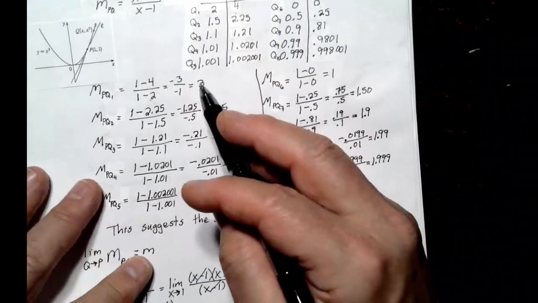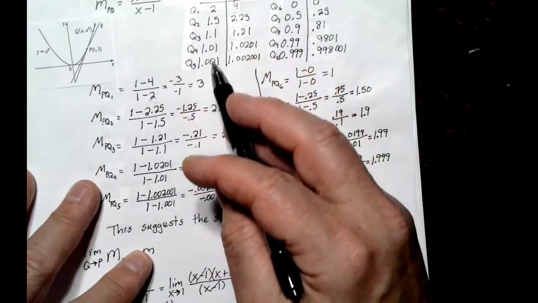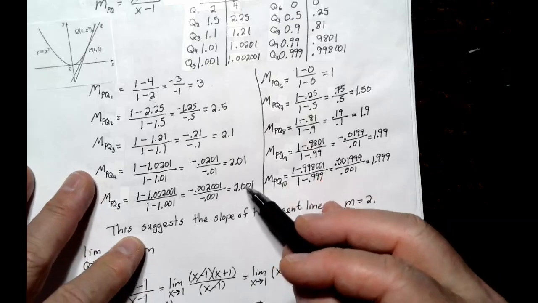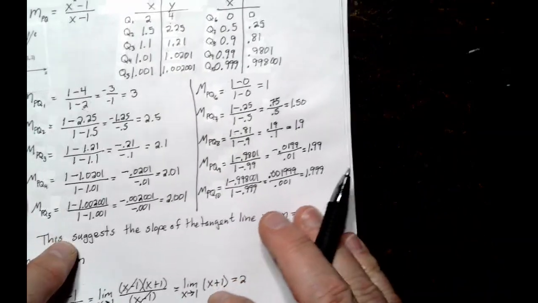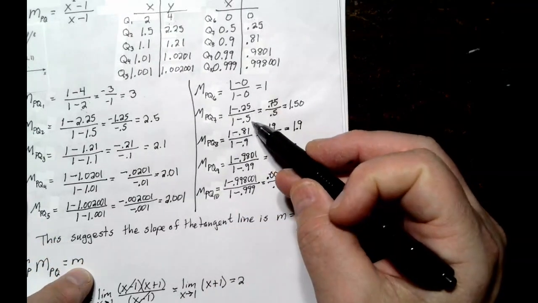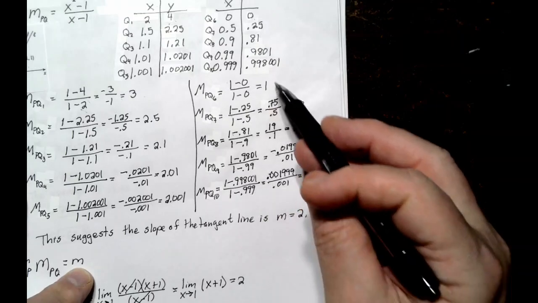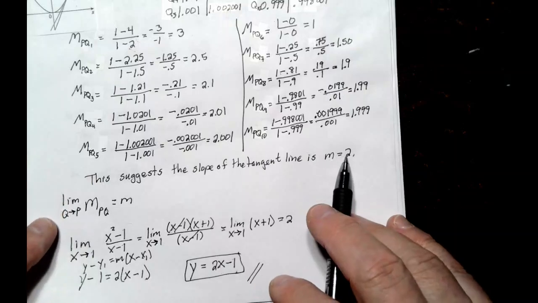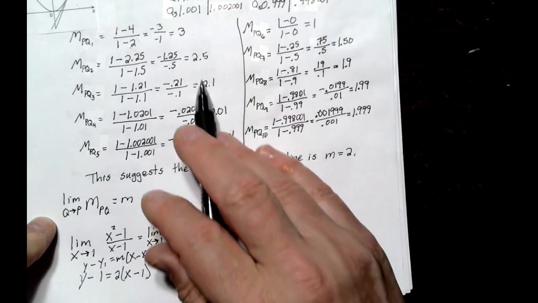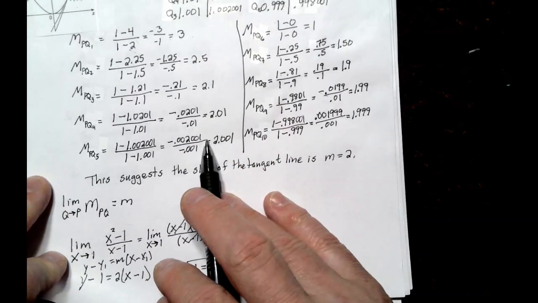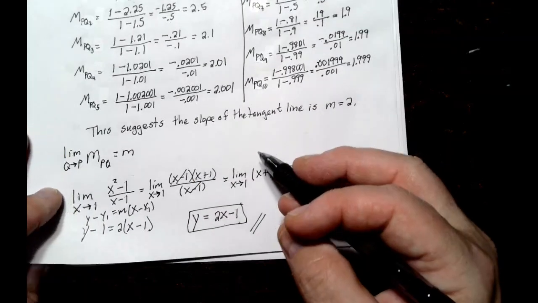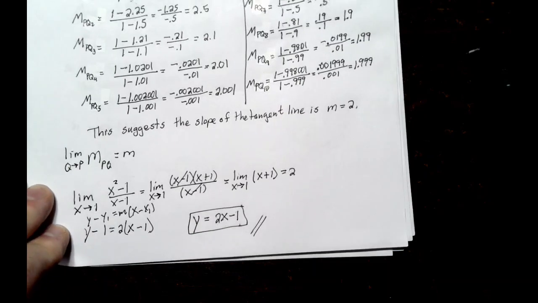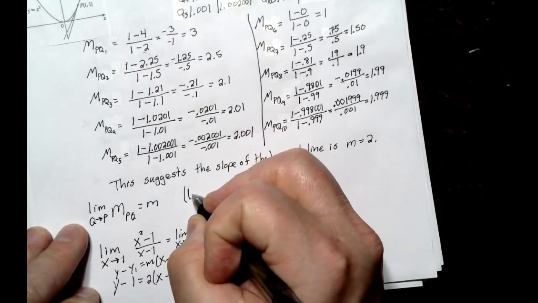And so what you see is as you get closer and closer to 1 here for your x value, you get closer and closer to 2 for your slope. And same thing over here, as you get closer and closer to 1 from below, you get closer and closer to 2 for your slope. So this definitely suggests that our slope is 2. But again, you have to do this. It's called the method of exhaustion. It was used by the ancient Greeks. So if you take your 2 points here, we know that P is 1, 1.